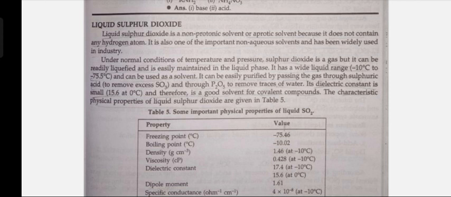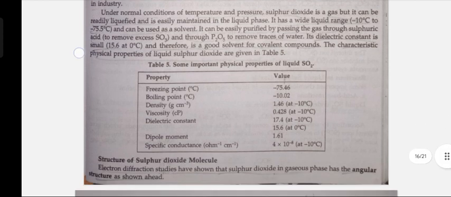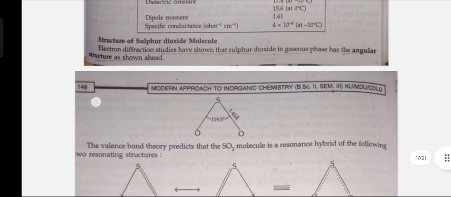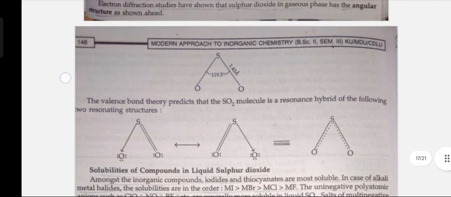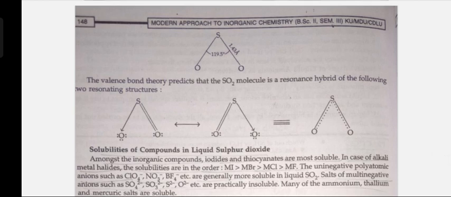It can be easily purified by passing the gas through sulfuric acid and through P2O5, that is diphosphorus pentaoxide, to remove traces of water. Its dielectric constant is small, that is 15.6 at 0 degrees Celsius, and therefore it is a good solvent for covalent compounds. The characteristics of the physical properties are given in the table. The structure of a sulfur dioxide molecule. It has an angular structure as shown, having a bond angle of 119.5 degrees and a bond length of 1.43 angstrom.